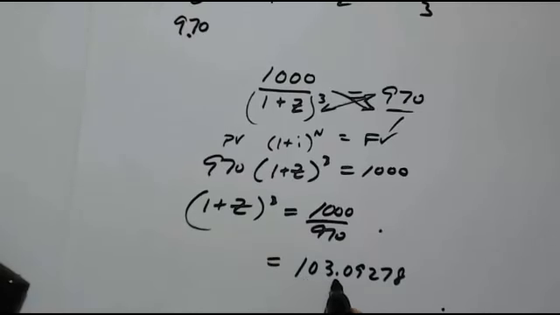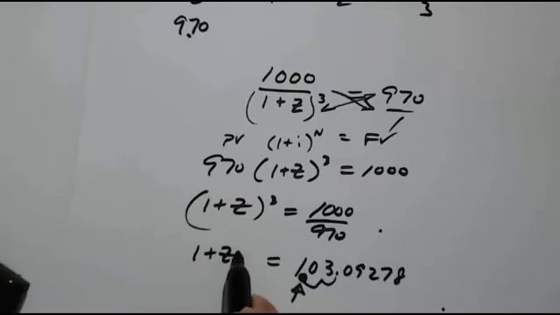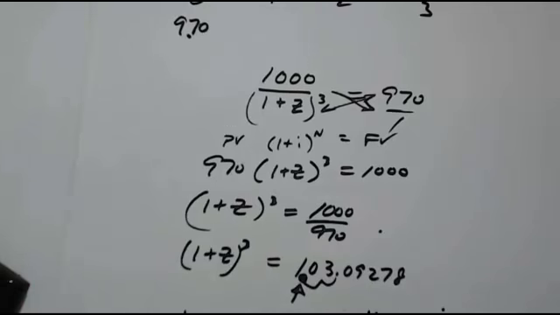Oh, wait, back up, wrong. Put the decimal right here. Put the decimal there. So it's 1.03. It's telling you cumulatively you're earning 3%. Take the whole thing, because this is 1 plus Z to the 3rd power. So take both sides to the 1/3 power. So 1.03 to the 1/3 power. And you know 1/3 power is really 0.333, so put that into your calculator.